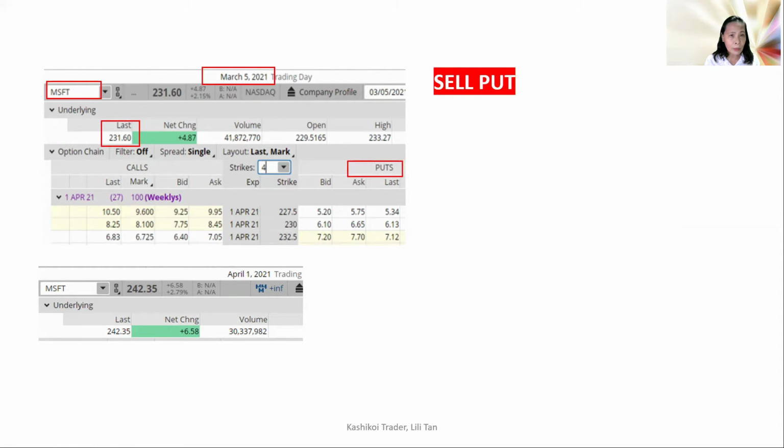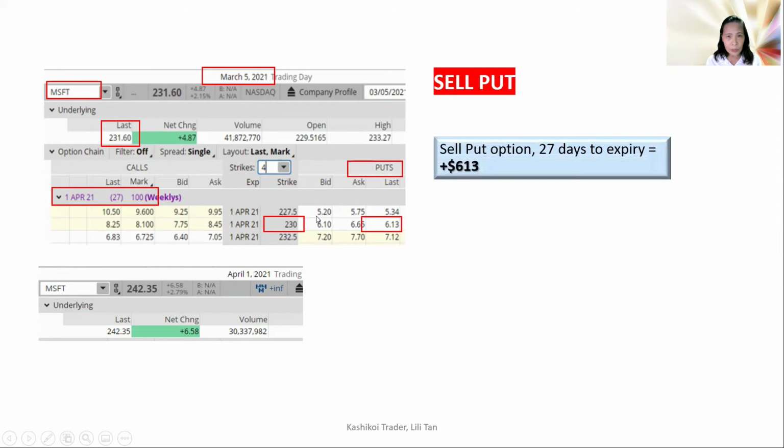If I had sold a put instead on March 5th, last transacted is 231.60, short DTE of 27 days, that is expiring on 1st April. Strike price 230, I collect a premium of 613.